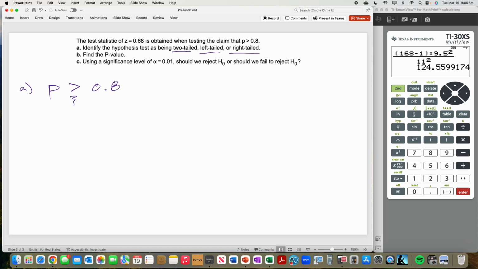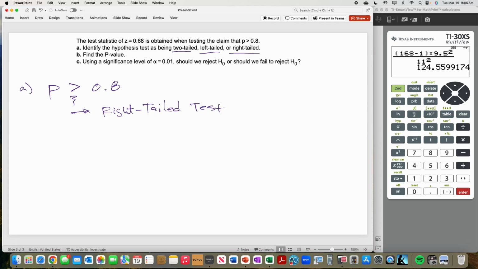Now notice that the inequality symbol is a greater than symbol, but notice that the apex of the greater than symbol is pointing to the right. So that tells you this is a right-tailed test. So that's how we can answer part A. This is a right-tailed test.